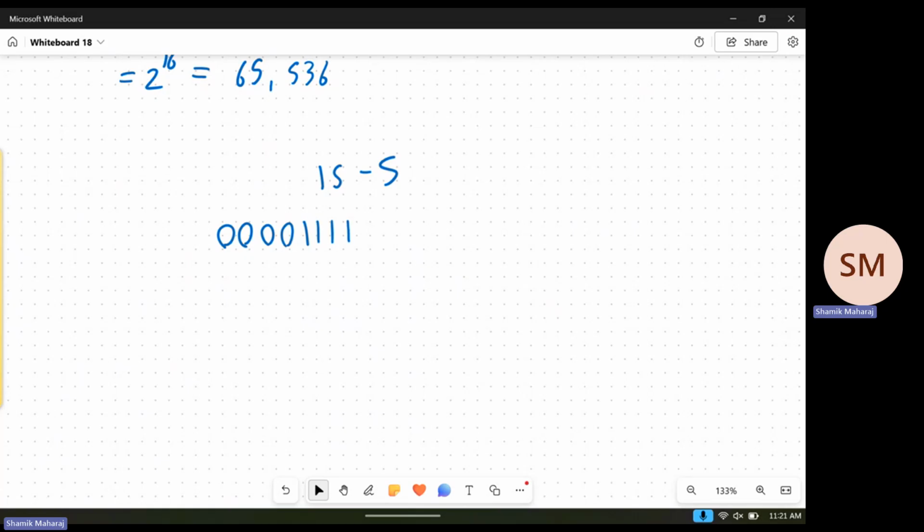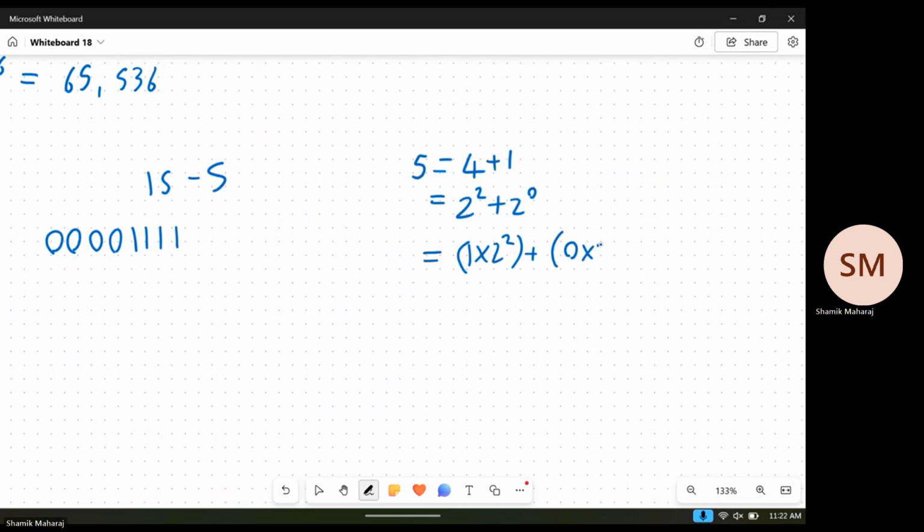Minus 5 in binary, we need to represent. This is going to be a 2's complement thing. So we can do this quickly because it's an easy number. I'll do this on the side. 5 is the same as 4 plus 1, so that's 2 squared plus 2 to the 0. That's 1 times 2 squared plus 0 times 2 to the 1 plus 1 times 2 to the 0, which is 1, 0, 1 in binary. So that's 5 in binary.